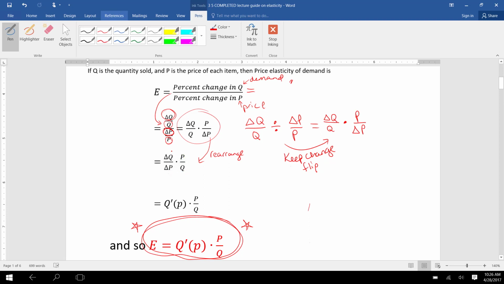But notice then, change in Q over change in P, well, that is Q prime of P. It's the derivative of the demand function. So this is where our formula comes from for elasticity. Elasticity is always the derivative of the demand function times price over the original demand function.